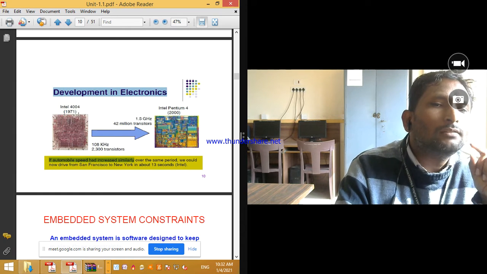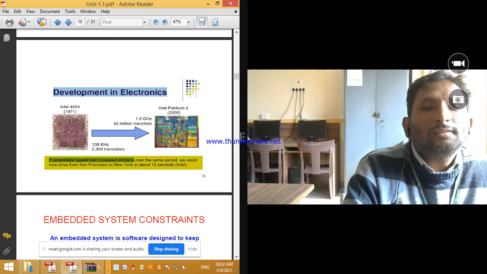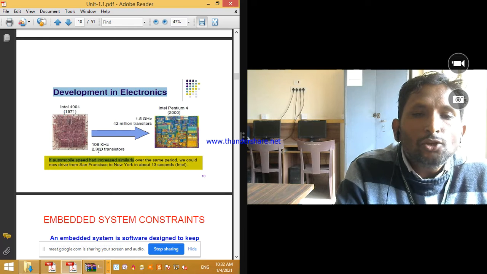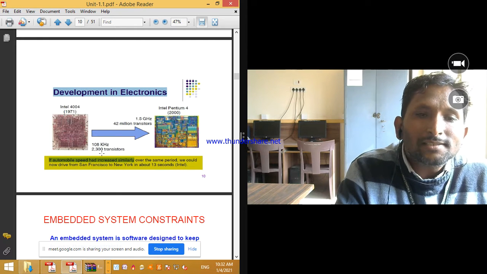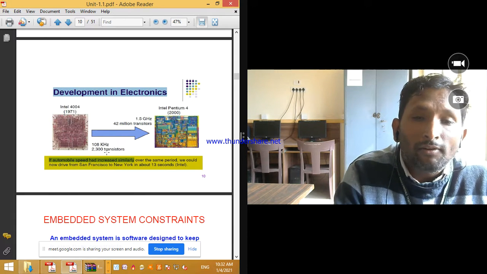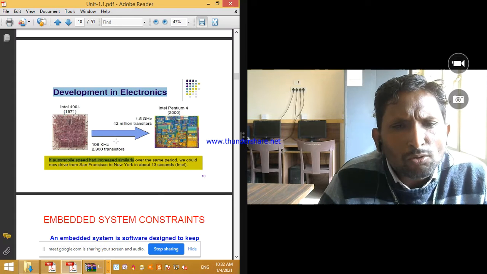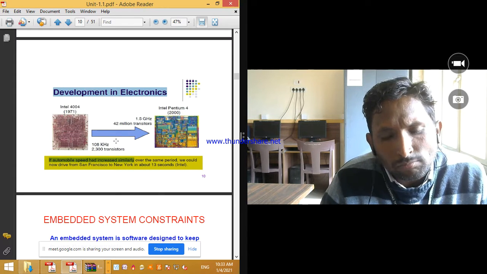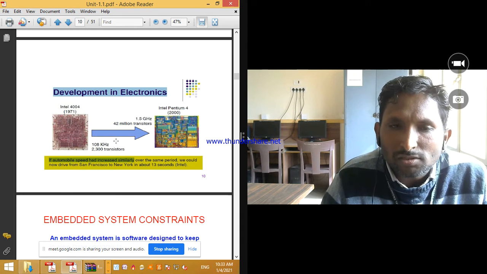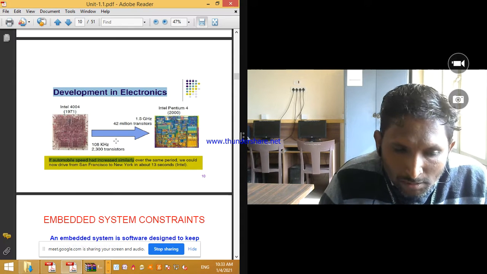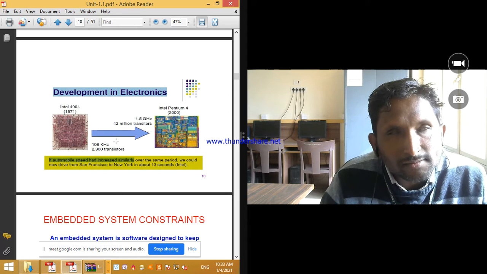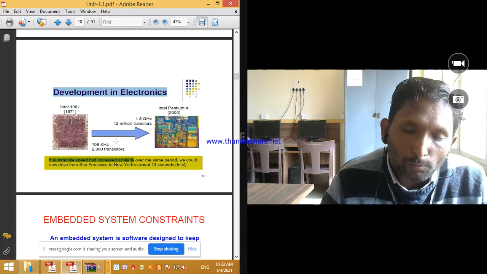In 1971, Intel launched their processor 4004, and the speed of that processor was 108 kilohertz, and the transistors mounted on that processor were 2300 transistors. I don't know whether you are able to understand these things or not, so I am going to elaborate. What does 108 kHz mean? That is the speed of the processor, 108 kilohertz. But what exactly is it? If you are listening very carefully, then please try to understand what I am saying to you.